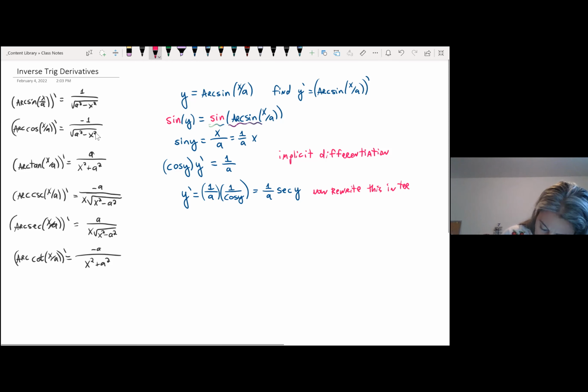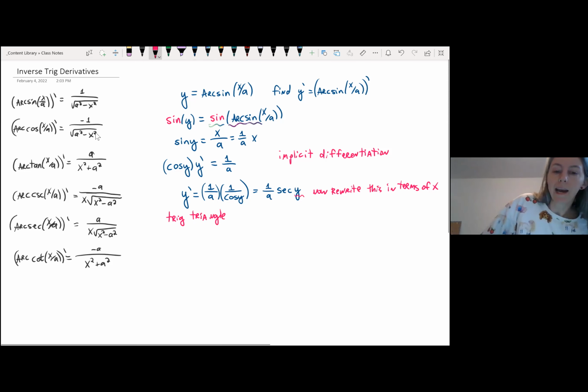We know that y is equal to arcsine, so we really could just write secant of arcsine of x over a. But that's not really a comprehensible answer. What does secant of arcsine even mean? It gets a little bit confusing, especially with the domains and the ranges. So we use what's called a trig triangle, or what I call a trig triangle at least.